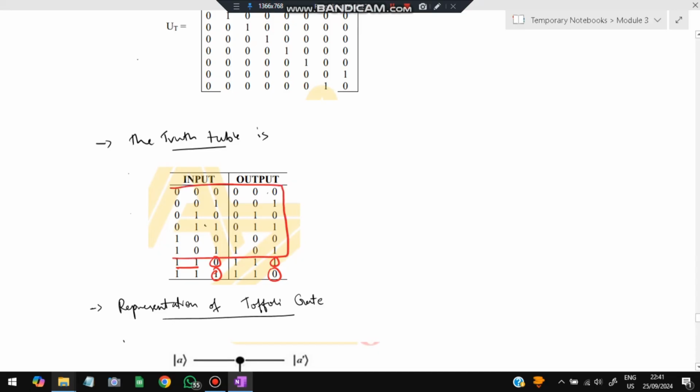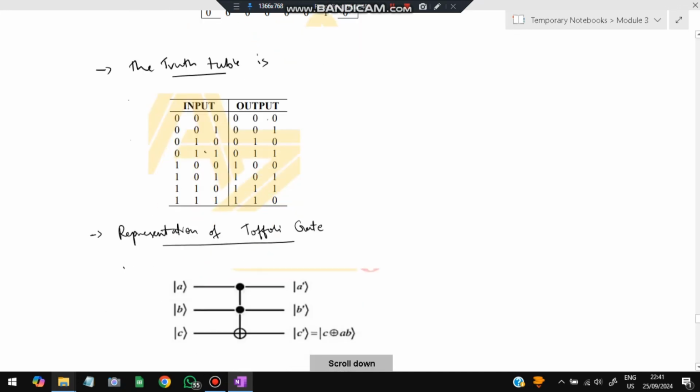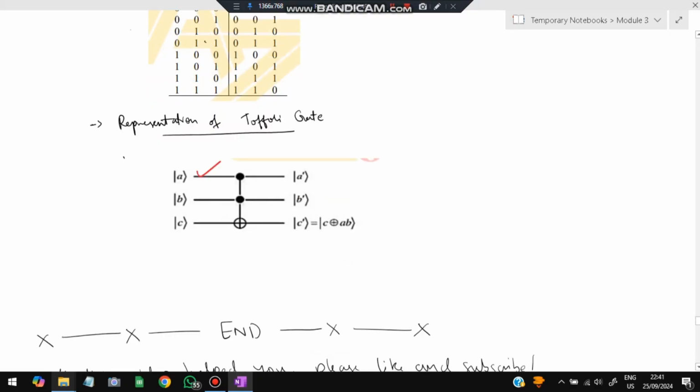Above all, the things are the same. See, 101, 100, 011, 010, 001, 000. Just have to remember the last two will change. That's why we have put the last two as 0 1 and 1 0, and the rest will remain the same, so it is 1 in the diagonal. And the representation is as follows. If A and B both are true, then only the change should happen. So the previous one, you remember, it was just B and not A, but here, since it depends on both A and B, we'll be having C not AB.